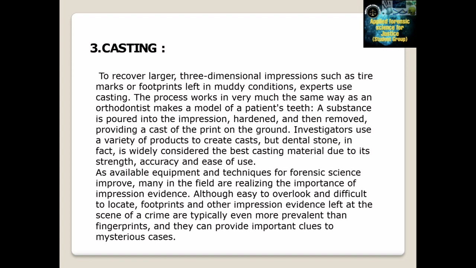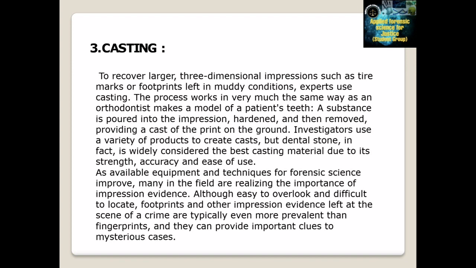Now comes the last, most effective and most difficult way, that is casting. To recover larger three-dimensional impressions such as tire marks or footprints left in muddy conditions, experts use casting. The process works in much the same way as an orthodontist makes a model of a patient's teeth. A substance is poured into the impression, hardened and then removed, providing a cast of the print on the ground. Investigators use a variety of products to create a cast, but dental stone is widely considered the best casting material due to its strength, accuracy and ease of use.